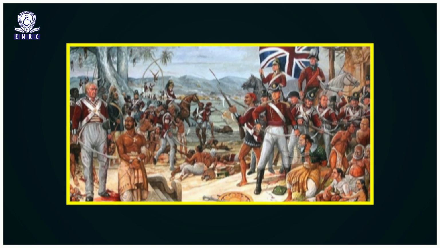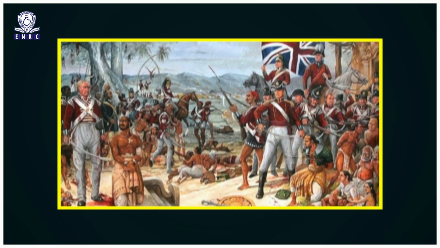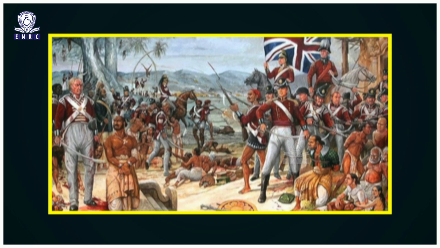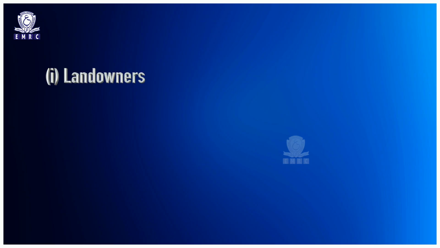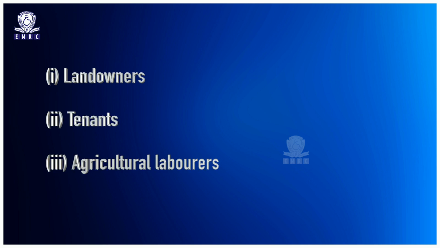Now let us discuss the modern agrarian class structure. Broadly speaking, the modern agrarian class structure in India evolved during British colonial rule. It was the outcome of the land revenue system evolved and enforced by the British. There were three classes: number 1, landowners; number 2, tenants; number 3, agricultural laborers.